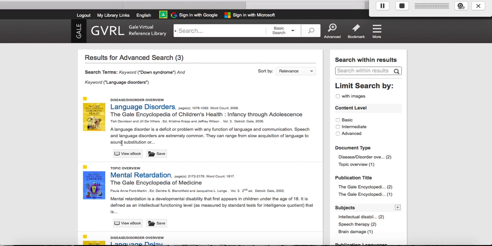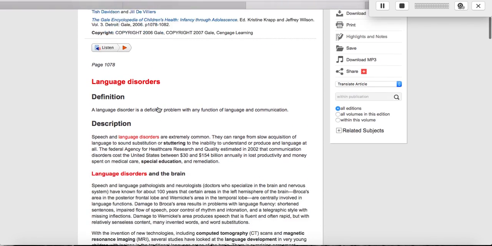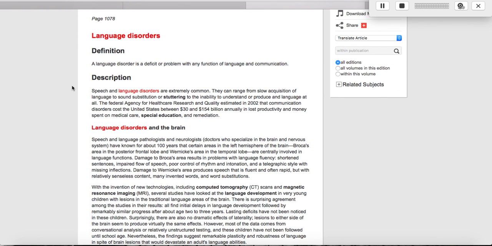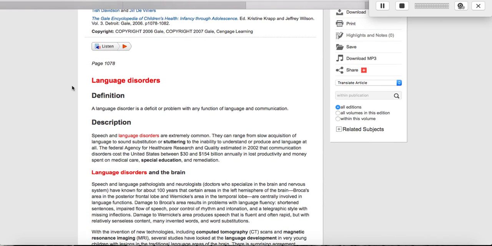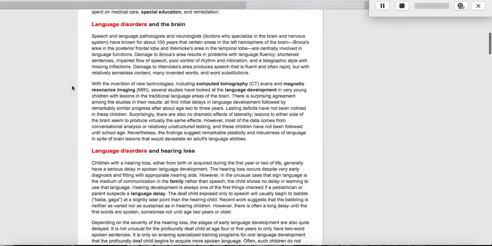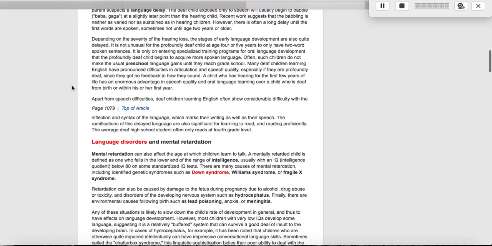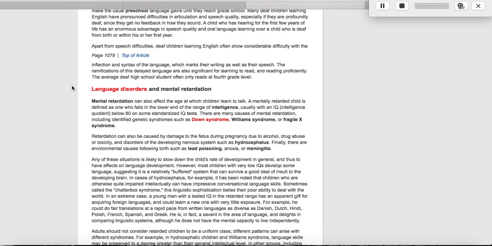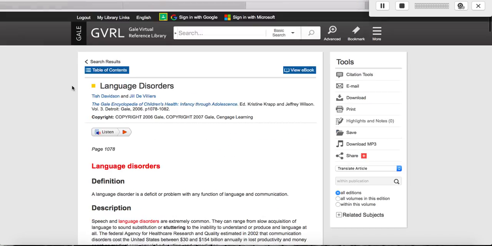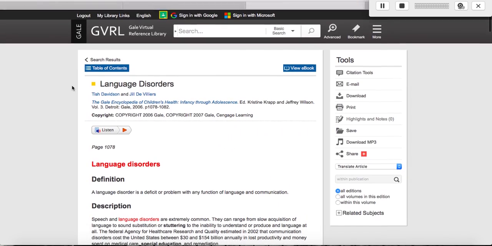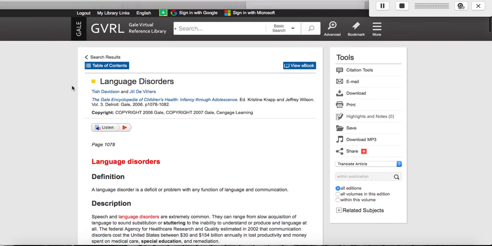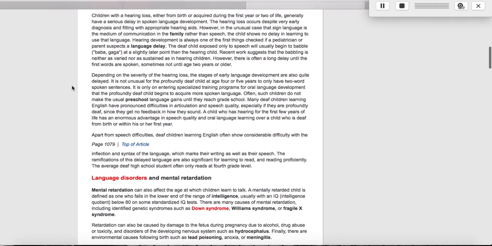And this first book right here, I really, really like this book because it goes through from infancy all the way through adolescence, and it talks about the language disorders, and the problems with any function of language and communication, through just about anything from language delays to anything from mental retardation, which again, I talked about in the beginning. My brother had that mild form of mental retardation and autism. So this is a really good encyclopedia to be able to go through to learn about a lot of these things.